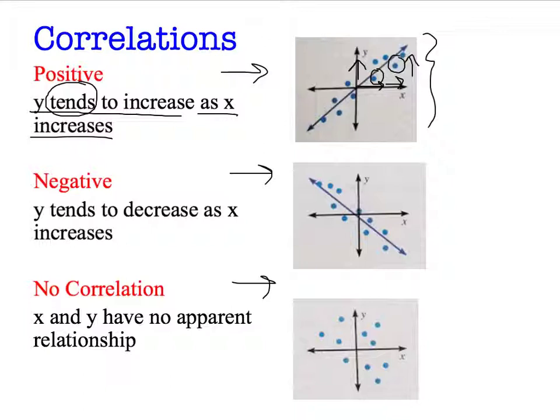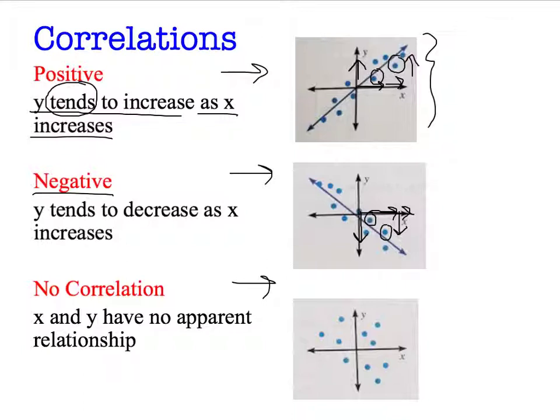For a negative correlation, which is this next one, it's the opposite. Y tends to decrease as x increases. So as x is increasing along the x-axis in the positive direction, our values of y are actually getting lower, so they're actually decreasing. So going from this first point I circled here, if you go in the positive x direction, so x increasing, you end up going in the negative y direction, which means y is decreasing.